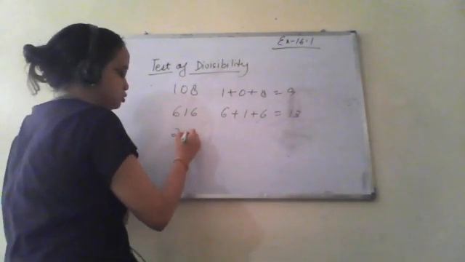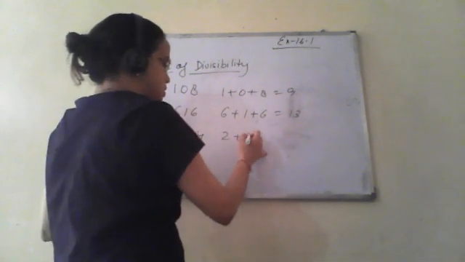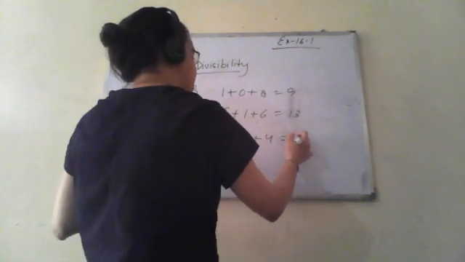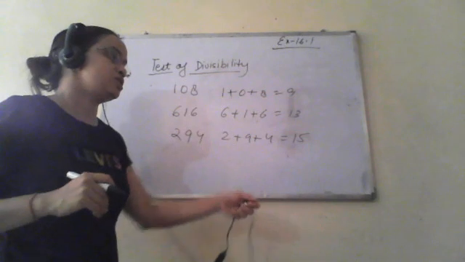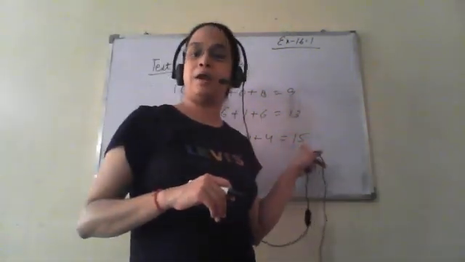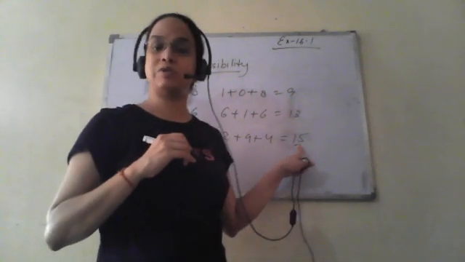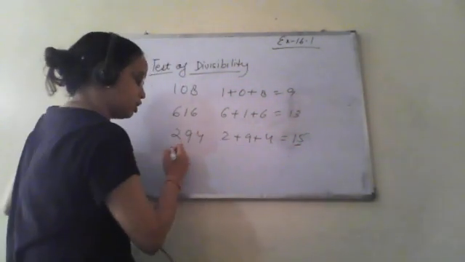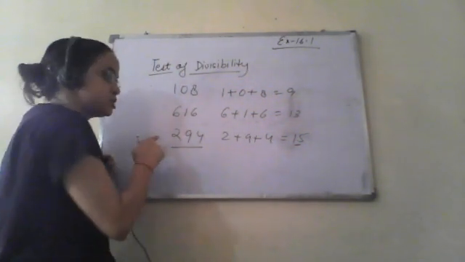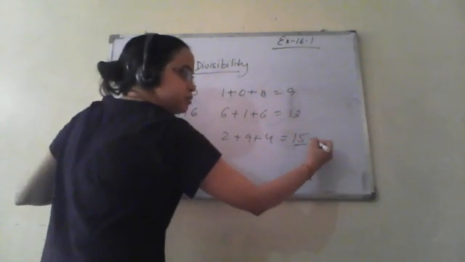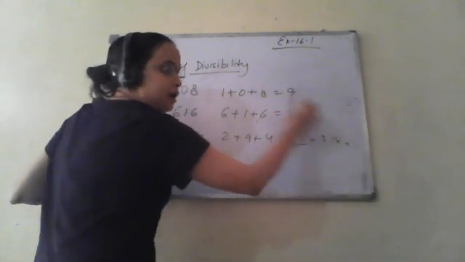Now the next number is 294. It is 2 plus 9 plus 4. It is 15. So this number will not be divisible by 9. But it is divisible by 3. So this number is not divisible by 9, but it is divisible by 3, since 15 is divisible by 3, not by 9.